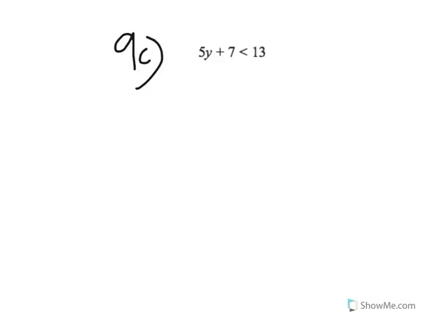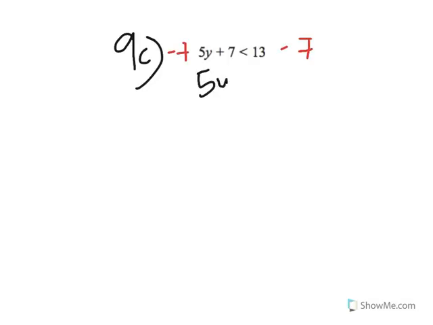Alright, C is really easy. They're asking you to solve the inequality. Don't worry about the word inequality. It's just a fancy, stupid word. You can treat it just like a normal algebraic expression in this case. So all you got to do is subtract 7 on both sides like you would in an equation.